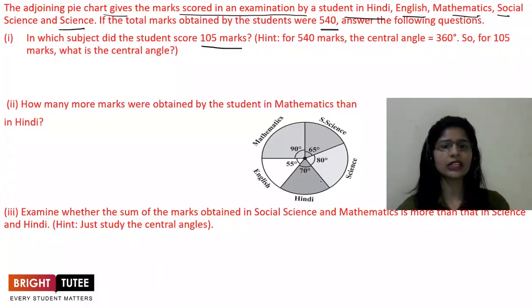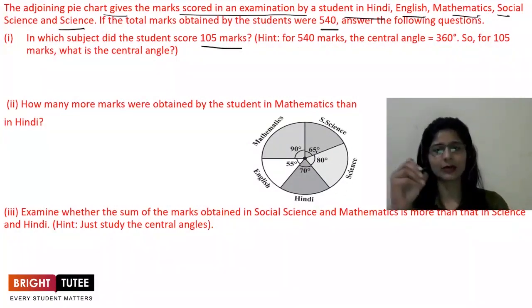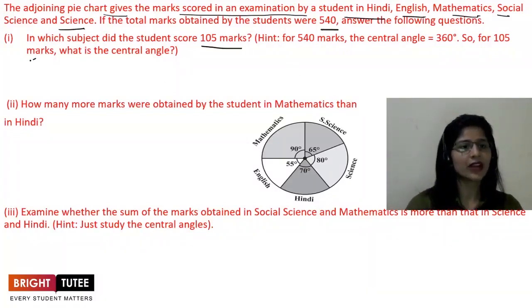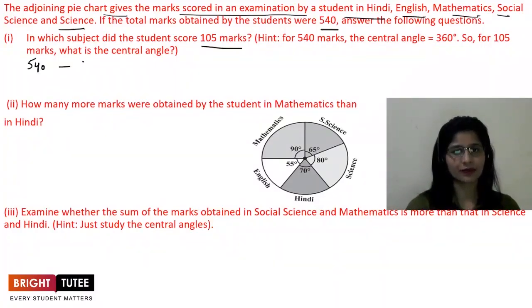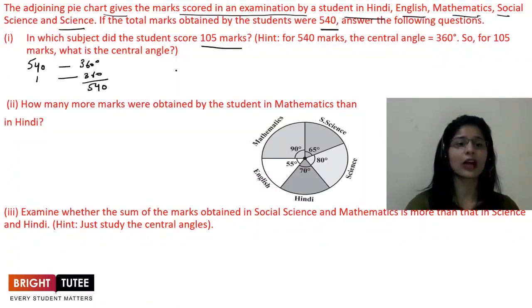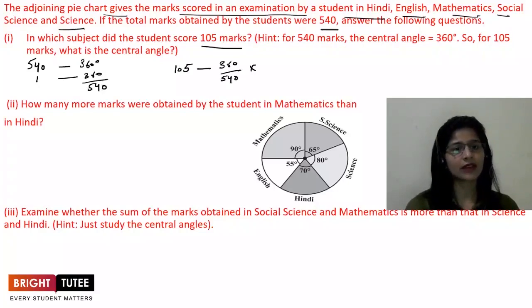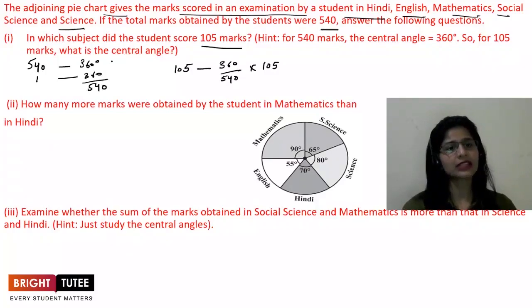So we know total is 540 marks, right? So the total angle, that means it is 360 degrees. So we know that 540 is making 360 degrees. Okay, 1 mark will make 360 degrees upon 540. So we have to calculate for 105 marks. Definitely for more we multiply 360 upon 540 multiplied with 105. Clear? Let us find out the angle from here, because we know for 540 marks it is 360 degrees. For 1 mark 360 degrees upon 540, and then for 105 marks 360 upon 540 into 105.